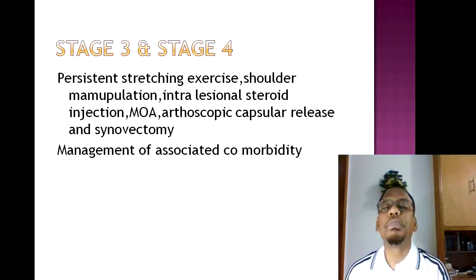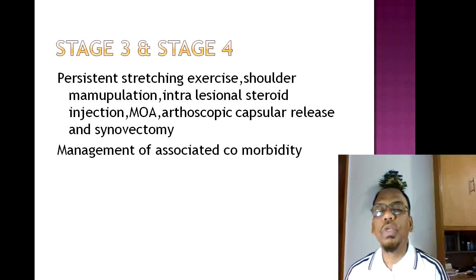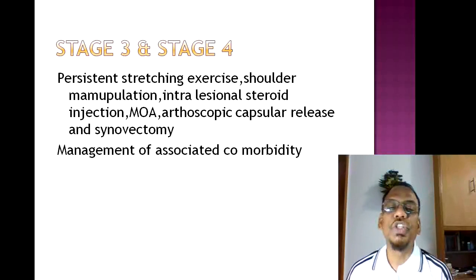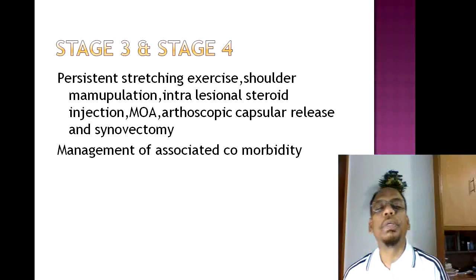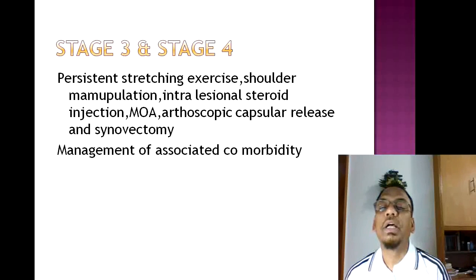But in case of stage 3 and 4, persistent stretching is required, exercises, shoulder manipulation, mobilization under anesthesia, arthroscopic capsular release, and synovectomy by operative means are the modalities. The management of associated comorbidities is essential.